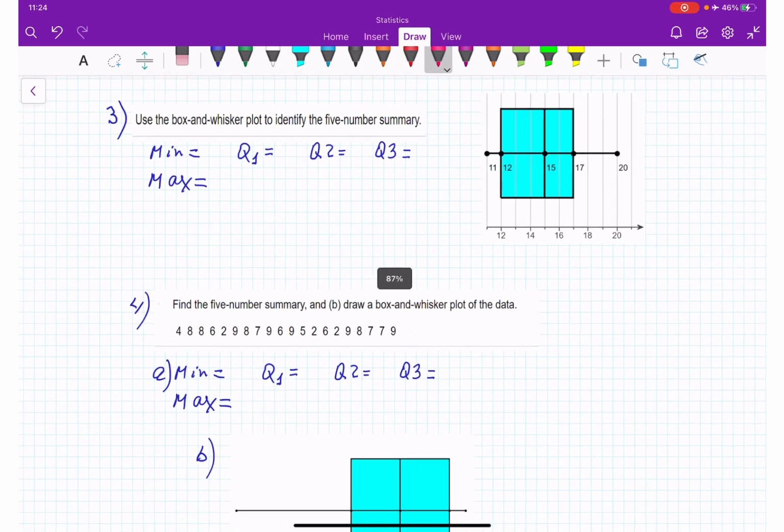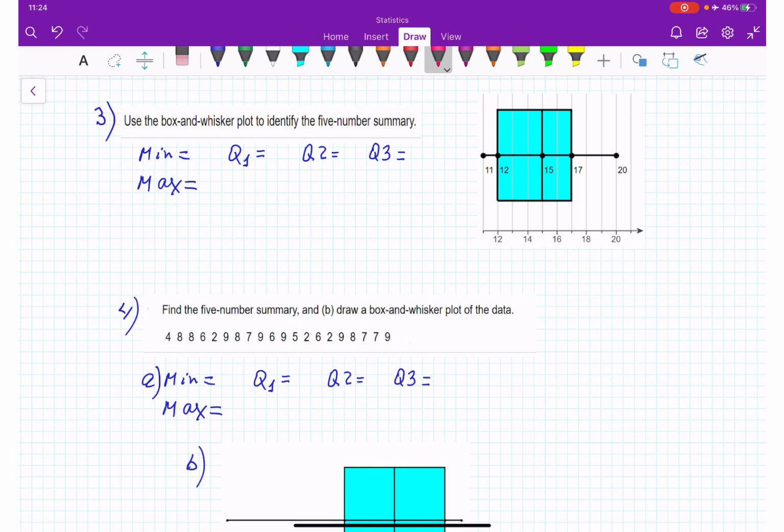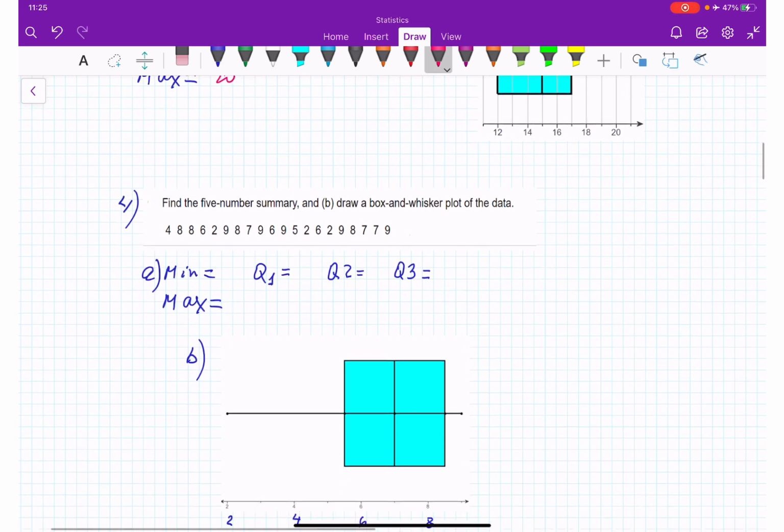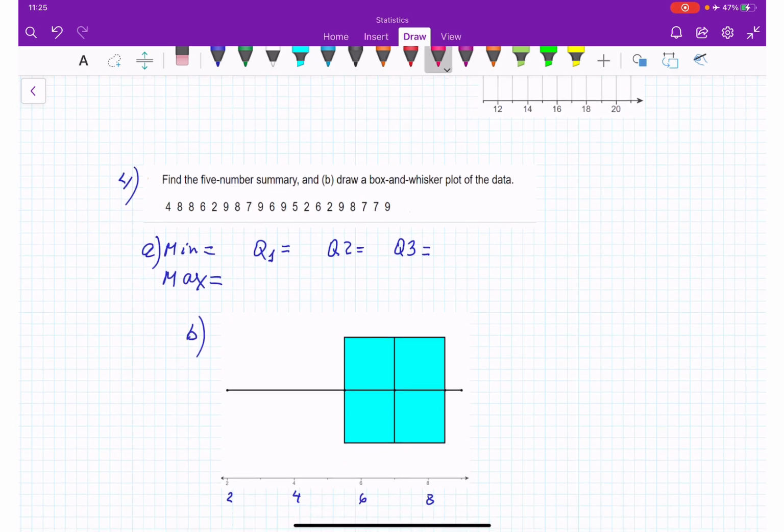Question number 3. Use the box and whisker plot to identify the 5-number summary. Okay, this is our minimum, which is going to be 11. This is our quartile 1, which is going to be 12. This is our quartile 2, which is going to be 15. Quartile 3, which is going to be 17. And the whisker, it's going to be 20. Okay, that was an easy question. Let's move to question number 4.